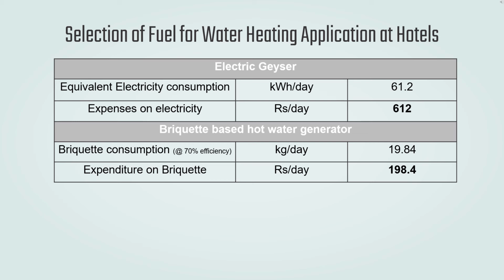And in the fourth case, we are using briquette-based hot water generator. Consumption of briquette at 70% efficiency is 19.84 kg per day and the expenditure on briquette is 198.4 rupees. By considering all the parameters, one can easily say that the heat pump offers a sustainable and cost-effective solution for water heating applications in hotels.